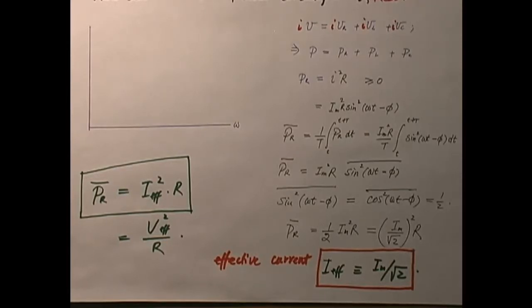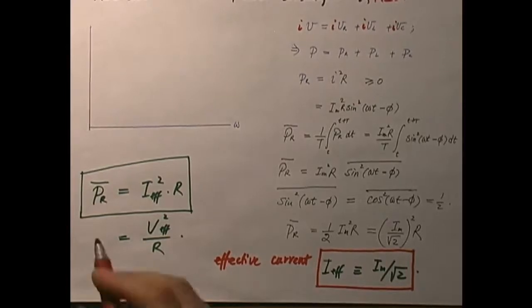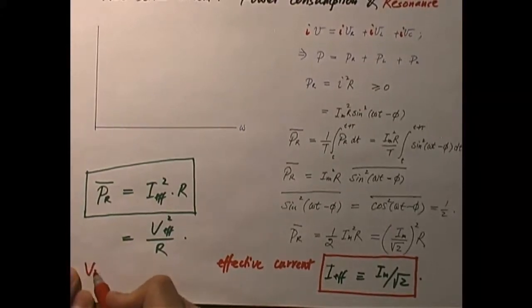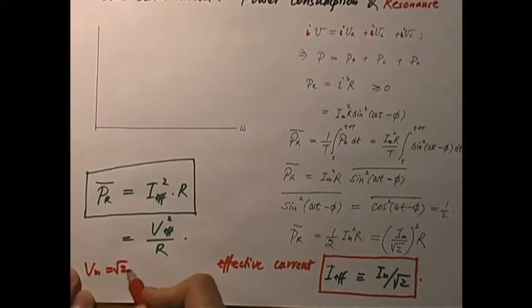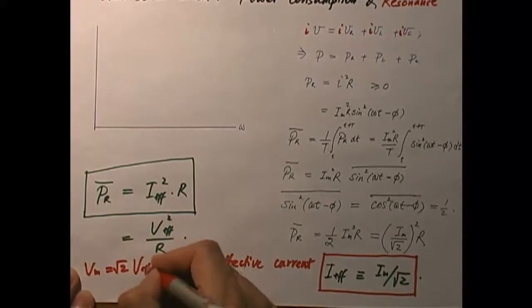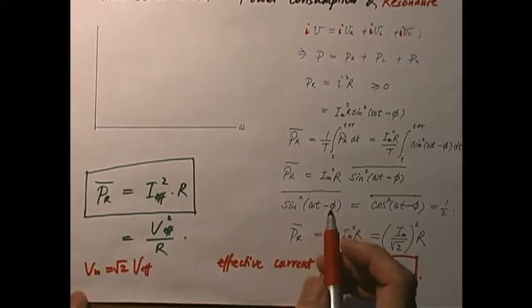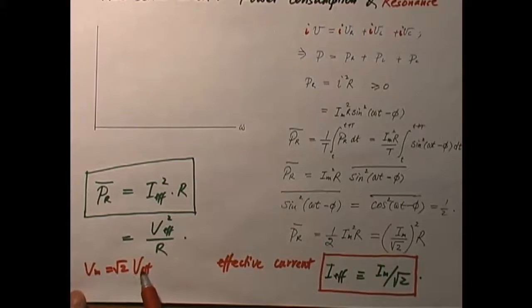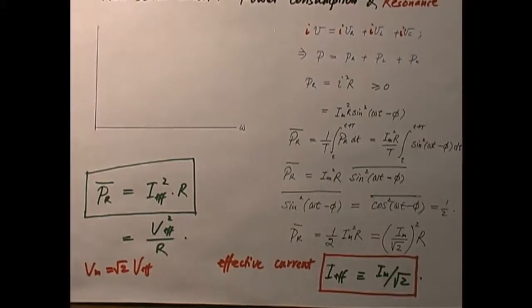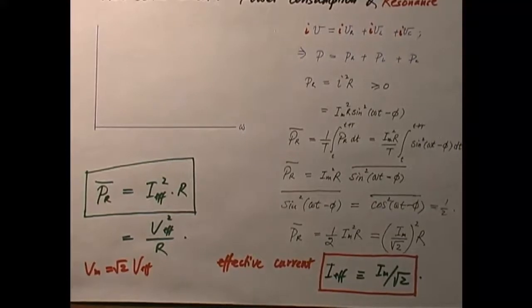What is the actual peak value? What is Vm? Vm really is square root of 2 times V effective. In the case of the AC power grid we use in this country, V effective is 110 volts times the square root of 2. You get actually about 171 volts. That is the peak value, the maximum value, not 110 volts.